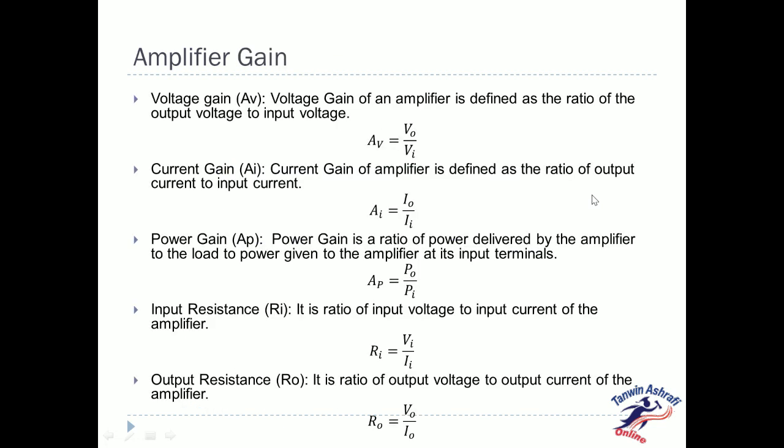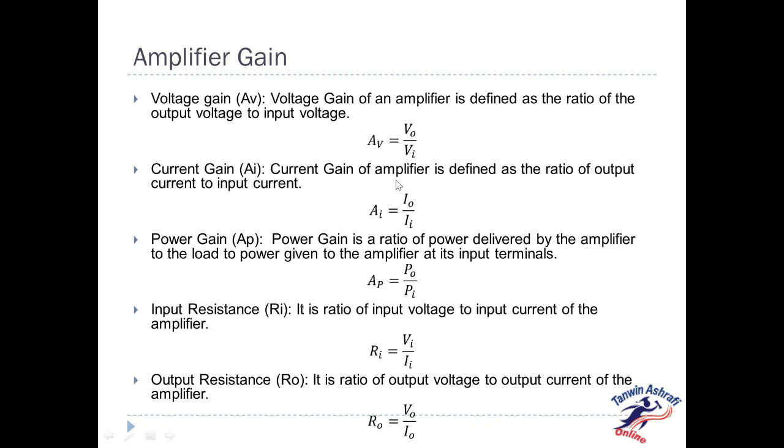Gain. An amplifier can amplify not only voltage but also current and the overall power of the circuit. Therefore, the amplifier gains are different, such as voltage gain AV. The voltage gain of an amplifier is defined as the ratio of the output voltage to the input voltage, such as AV is equal to Vout divided by VI.